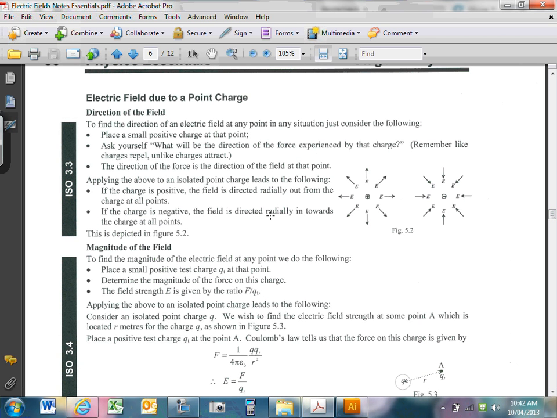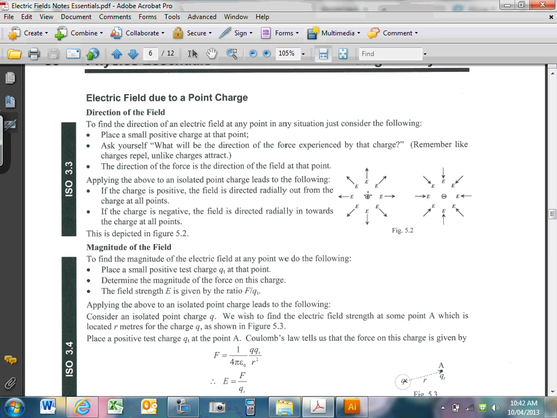Electric field due to a point charge. Direction of the field. Okay, we've already done this. Direction of the force is the direction of the field at that point. Applying the above to an isolated point charge leads to the following. If the charge is positive, the field is directed radially out from the charge at all points. If the charge is negative, the field is directed radially inwards towards the charge at all points, as depicted here.